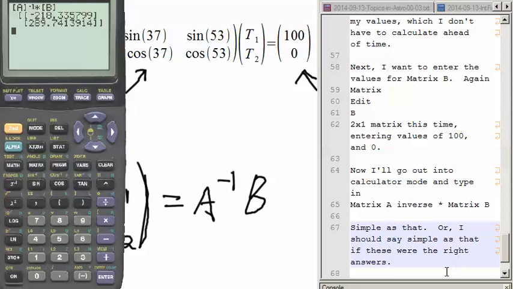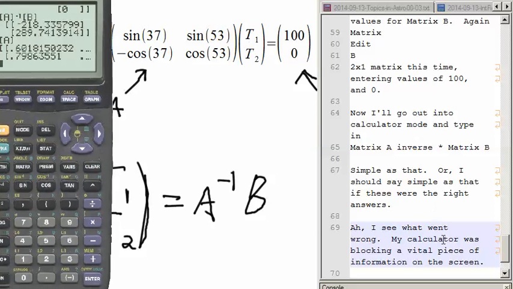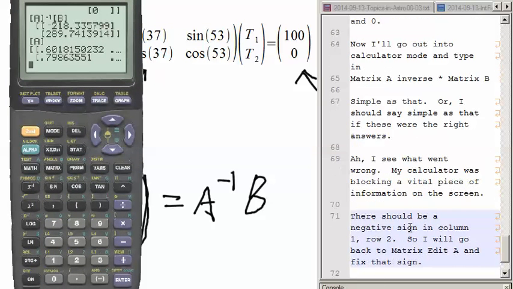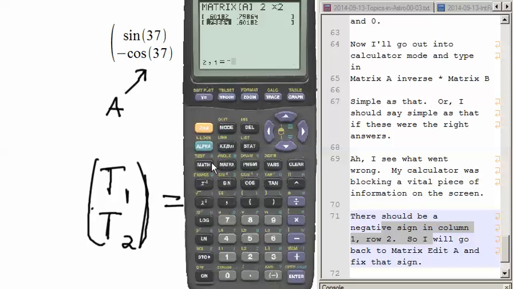Or I should say, simple as that if these were the correct answers. I see what went wrong. My calculator was blocking a vital piece of information on the screen. So this negative cosine 37 should go in. There should be a negative sign in column 1, row 2 of matrix A. So I will go back into matrix A and change that so that it is negative cosine of 37.